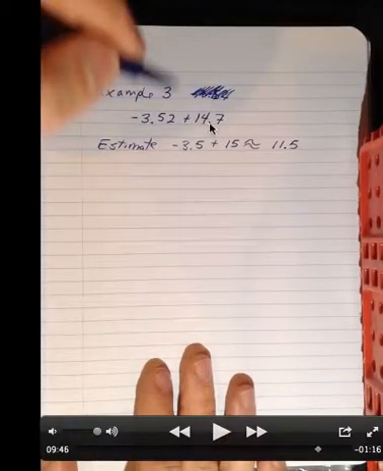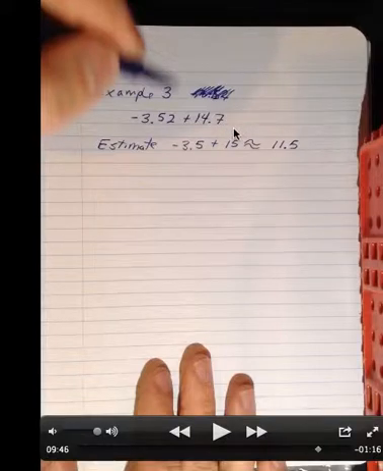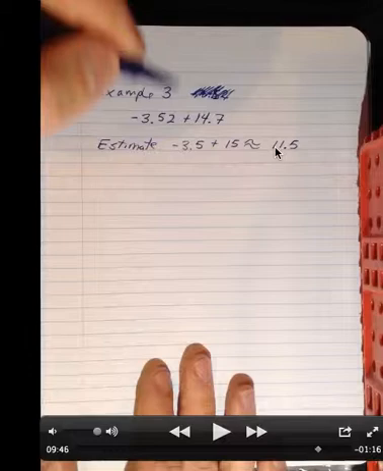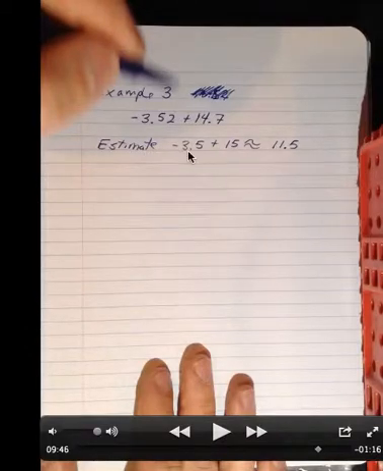Again, 70 would go to 14 and a half. That would make this, instead of 11 and a half, this would be negative 3 and a half plus 14 and a half. So it would be 11. Pretty close.